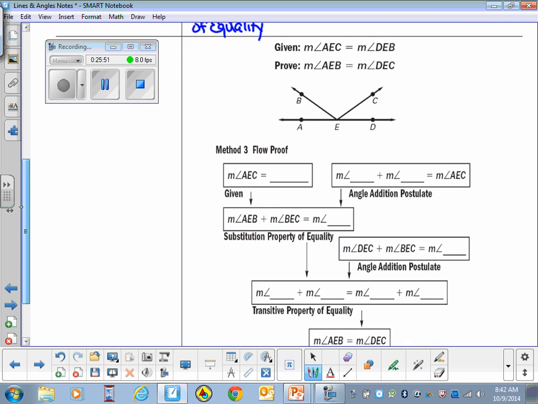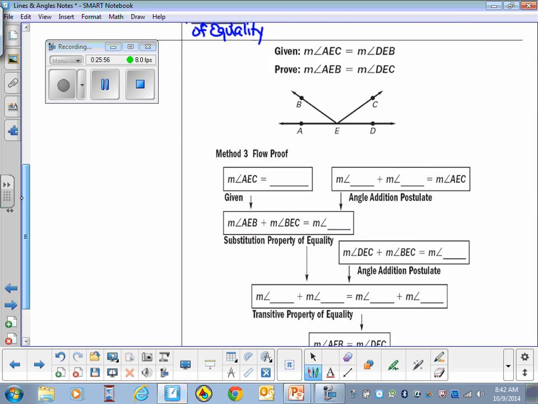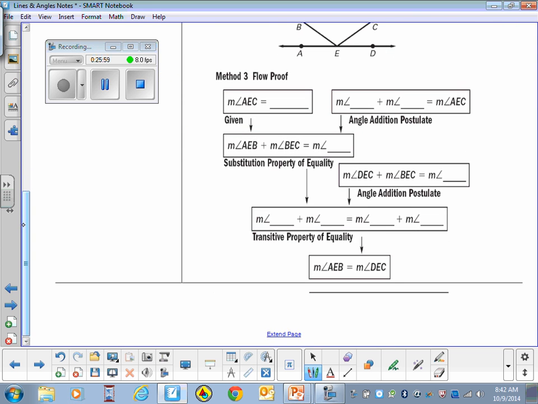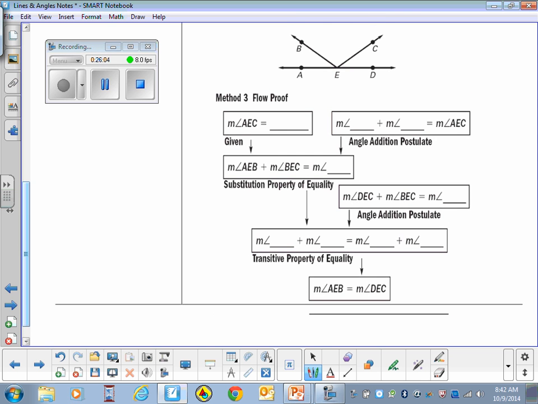Exact same proof, but this time in flow format. Okay, giving you an idea of some of the differences here between the three. Right, starting off with our given: measure of angle AEC equals measure of angle BED. Picking up our angle addition postulate, measure of angle AEB plus measure of angle BEC equals measure of angle AEC. And these two ideas come together for substitution.